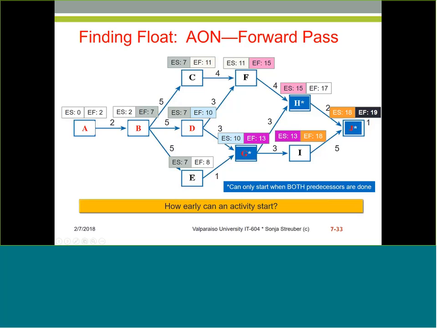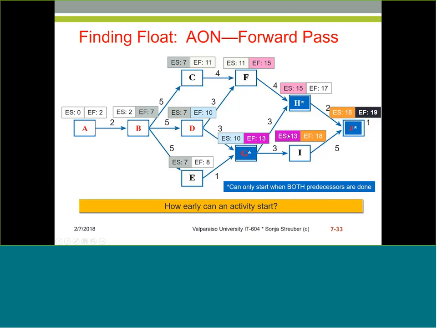Now, we know that E follows B, and so the earliest start is 7. E is only 1 day long, so it can finish on day 8. However, do you see that? G can only start when D is finished, and since E also has to go into G, here we already see we may have 2 days that we can be late with task number E, right? So the early start for G is 10, the early finish is 13.